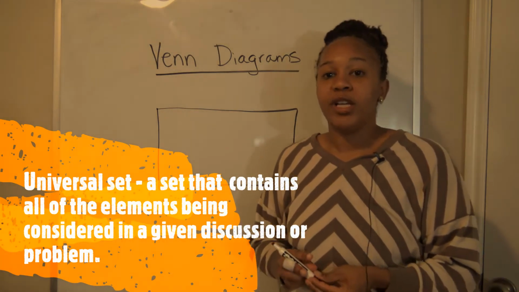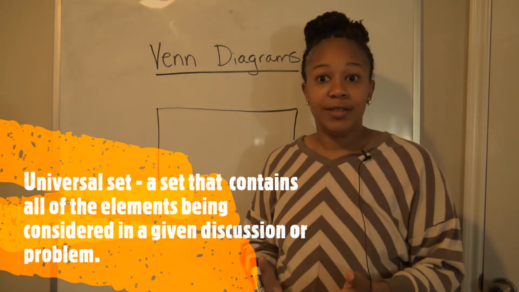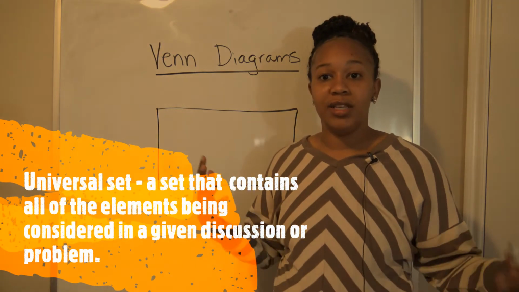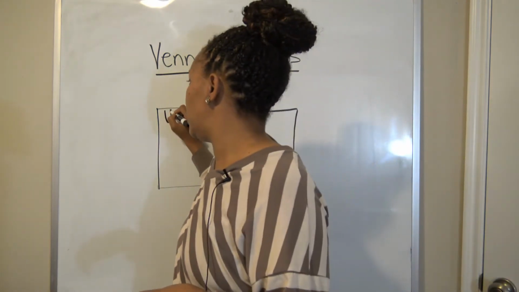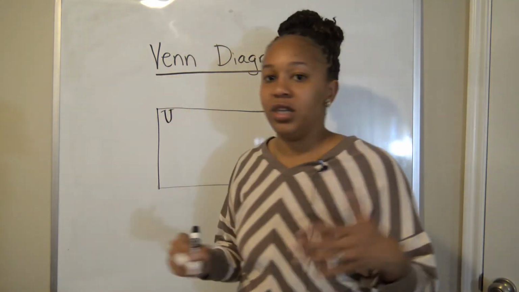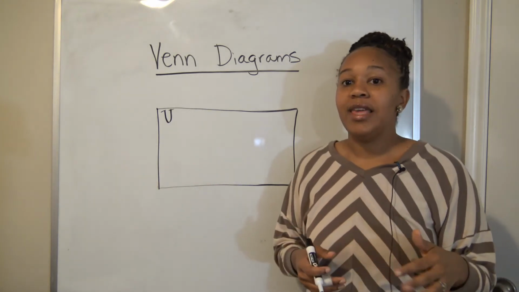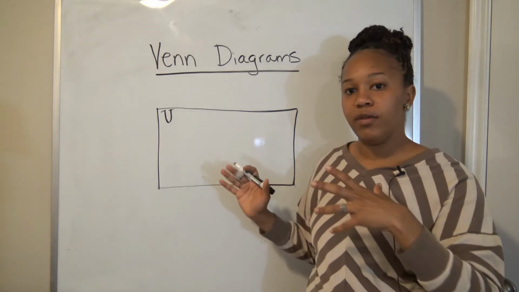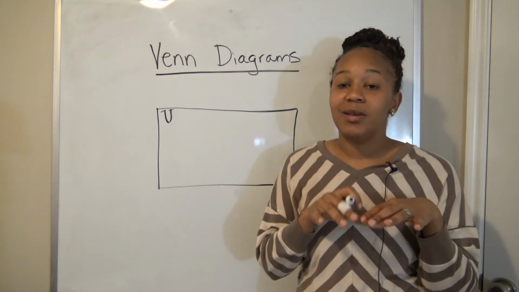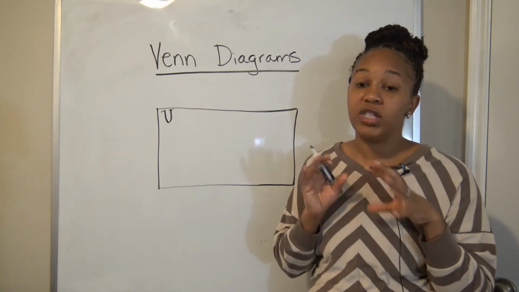So, for example, I'm going to use the set of U.S. citizens. So say I was talking about the set of all U.S. citizens. So that would be my universal set in this example. That's the set of what I'm talking about. That's the overall set of what I'm talking about. And then within this Venn diagram, so this is our Venn diagram, we have the universal set, and then we have subsets that we represent inside of this rectangle with circles.